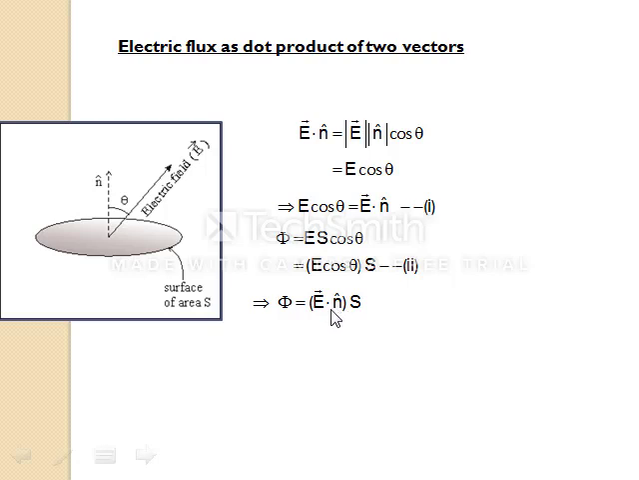Many times n cap and S together are termed the area vector. This n cap S is the S vector, or the area vector. So the flux could be written as phi is E dot S vector. This is the basic formula for flux. So now we have the basic expression for flux. Phi is ES cos theta, or E dot n cap S, or E dot S vector.